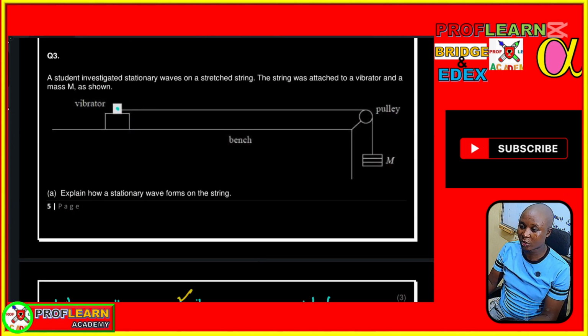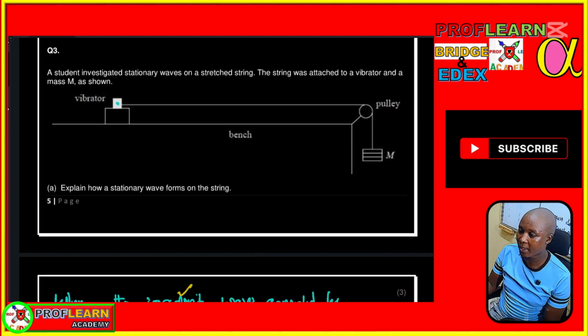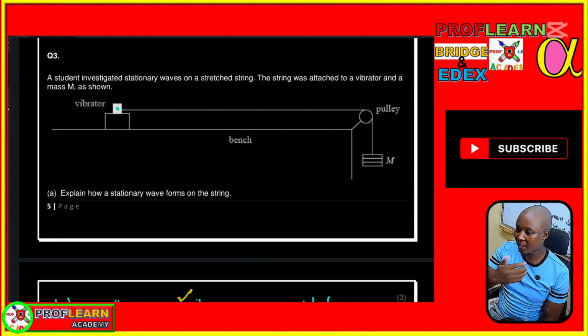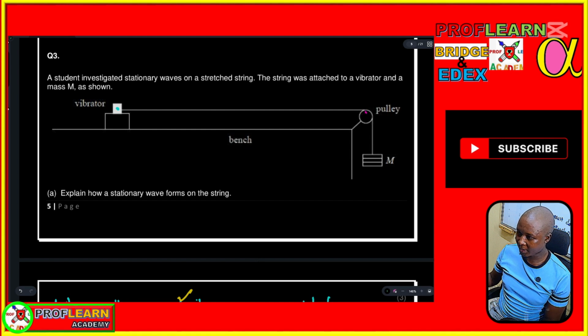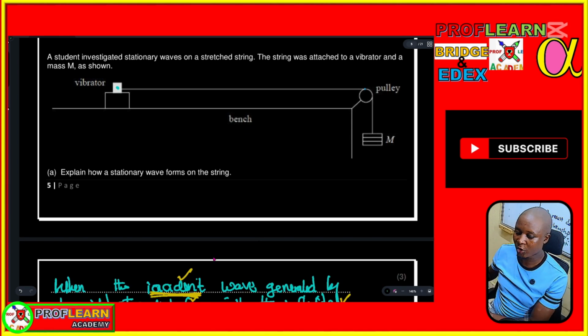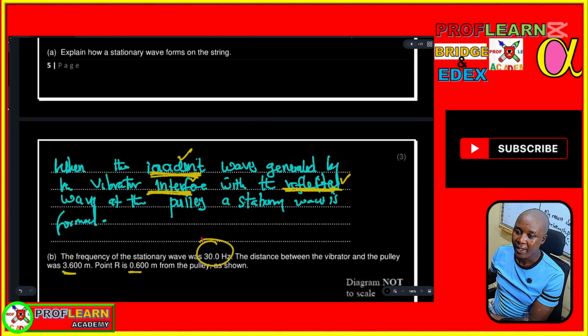And you can also be tested on a question whereby there is a mass that is hanging on one end, and then if this vibrates, incident waves are going to be generated along this string, and the moment that wave reaches here, it's going to be reflected, and then we have a possibility of the formation of a stationary wave. Explain how a stationary wave forms on the string.